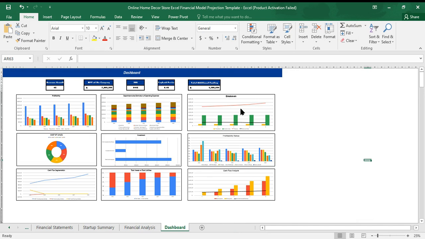Last is the dashboard. Here we have included graphs to represent the financials of the business that we have included in the previous sheets. And also we have included a scorecard to highlight the major financials of the business.